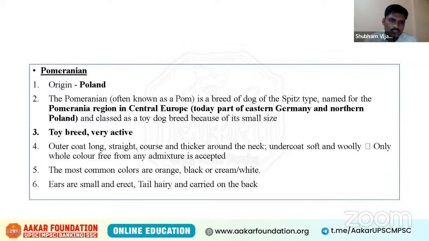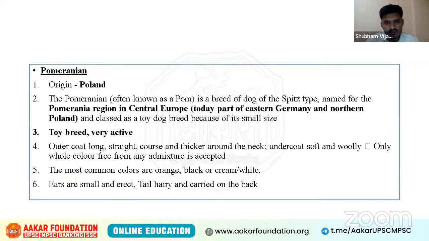Now, Pomeranian, this is a toy breed and it's very active. Outer coat is long, straight, coarse, and thicker around the neck. But the undercoat is soft and woolly. Only whole color free from admixture is accepted. Only one type of color is there in this type of breed. The most common colors are orange or black or creamy or white or tan.